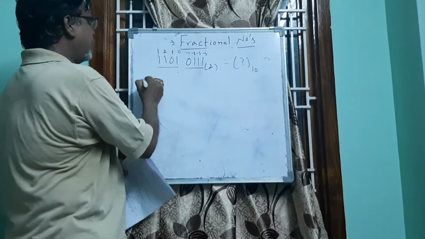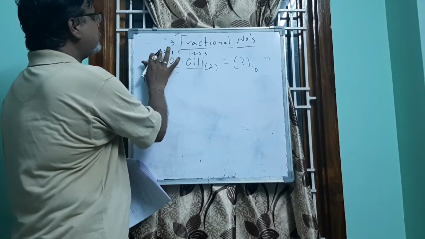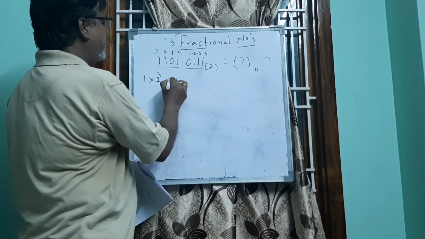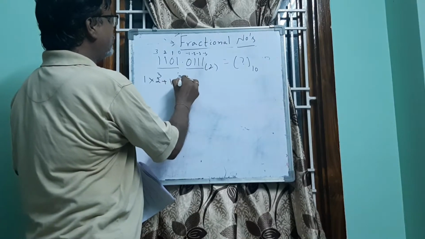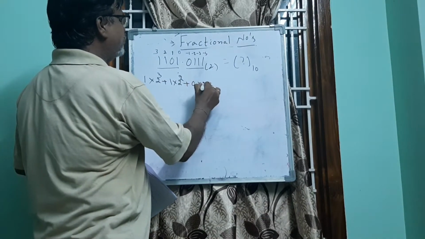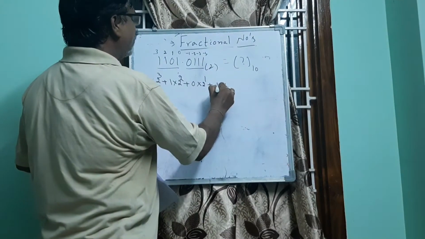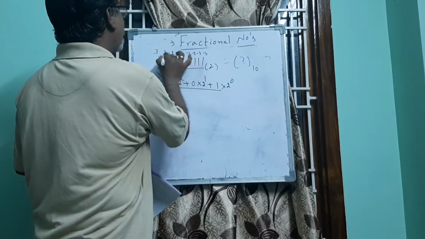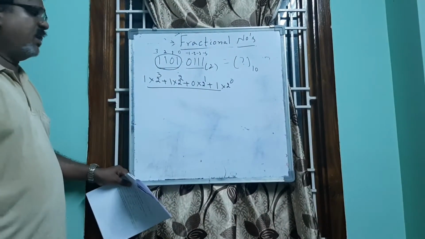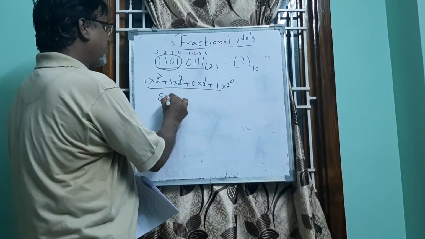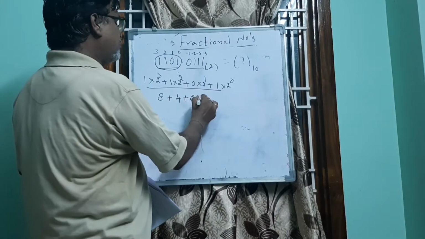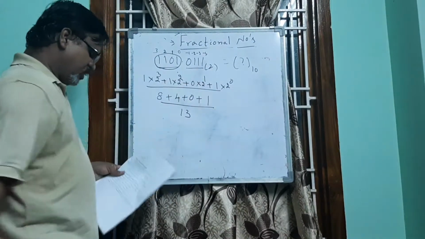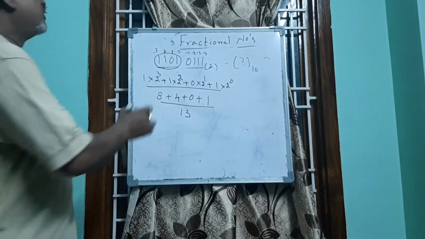So here it is 1 into 2 power 3 plus 1 into 2 square plus 0 into 2 power 1 plus 1 into 2 power 0. This is the conversion of the integer part. This is 8 plus 4 plus 0 plus 1, which is equal to 13. Fine, now this is over.